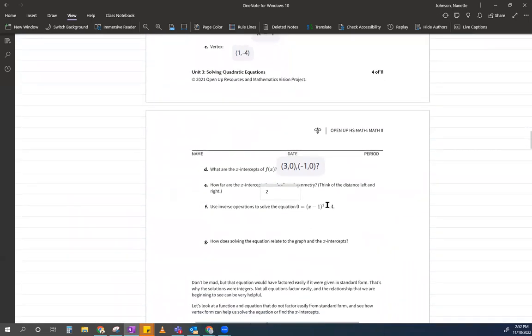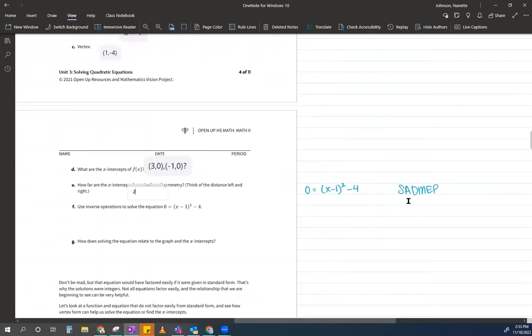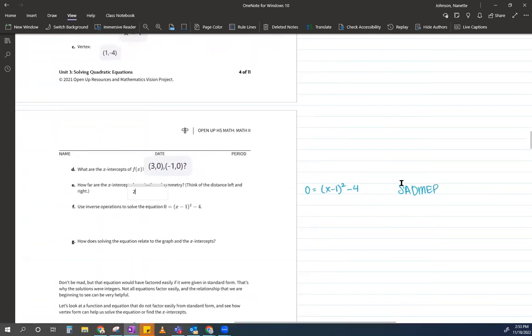Okay, so now I want to do inverse operations on this, and then we're going to call it a day. If I'm doing inverse operations on 0 equals parentheses x minus 1 squared minus 4, I'm really using SADMAP. SADMAP is PEMDAS, but backwards. On the x side, do you see subtraction or addition? And I say, yes, I see -1 and -4.